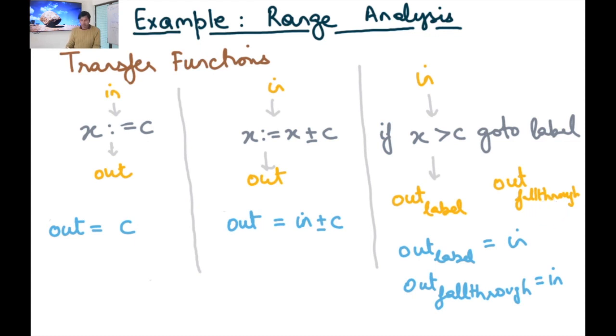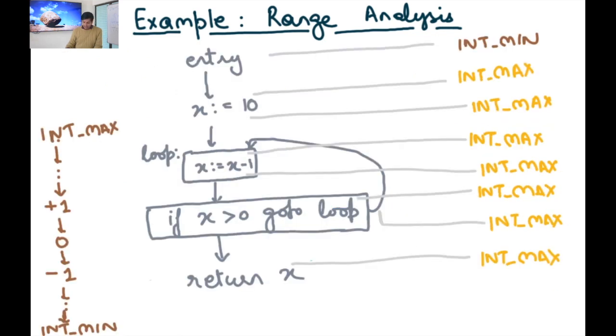And what can I say about the transfer functions for both these branches? Well, because nothing is changing, it's just branching, just a control flow structure, it's not changing the value of x. So maybe I want to say that out label is just in and out fall through is also just in. So the value just gets transferred. Whatever was the lower bound before this instruction is also the lower bound after this instruction on both the branches. Now with these transfer functions, let's start running our DFA on this example program that I showed you earlier.